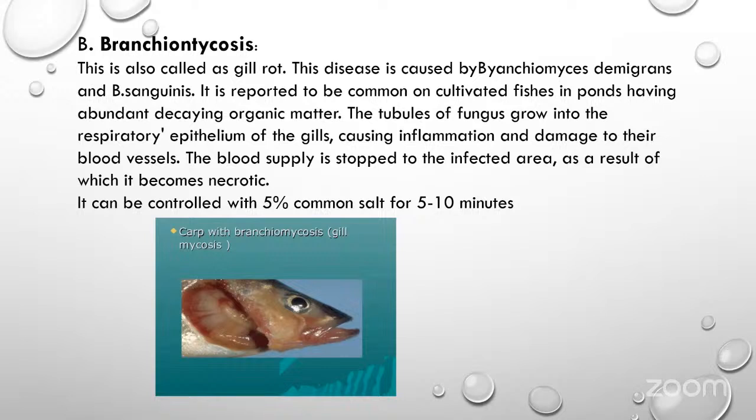The tubules of the fungus grow into the respiratory epithelium of the gills, causing inflammation and damage to their blood vessels. The blood supply is stopped to the infected area, and as a result it becomes necrotic. It can be controlled with 5% common salt for 5 to 10 minutes.